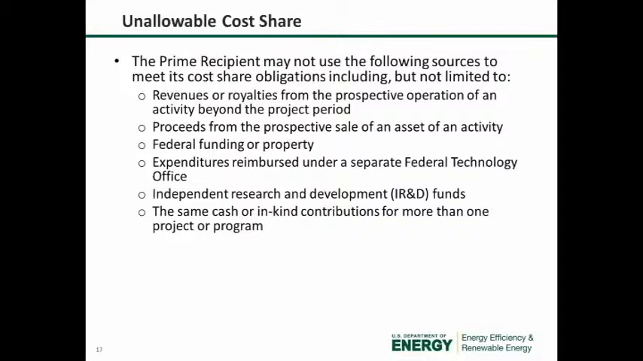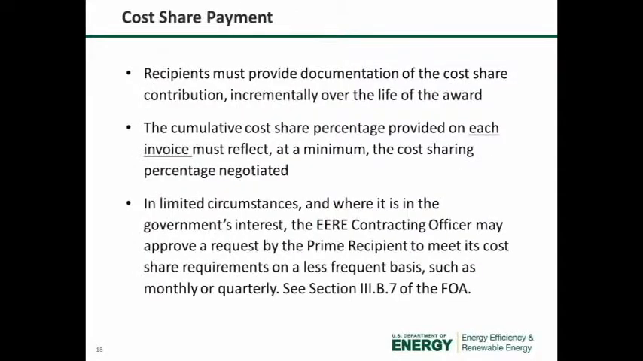Be aware that there are items that are considered unallowable cost share. If a cost is considered unallowable, it cannot be counted as cost share. This slide provides some examples of cost share that is unallowable, such as royalties that are expected from the prospective operation of an activity beyond the project period, or cash that originated from DOE or another federal agency. Next slide, please.